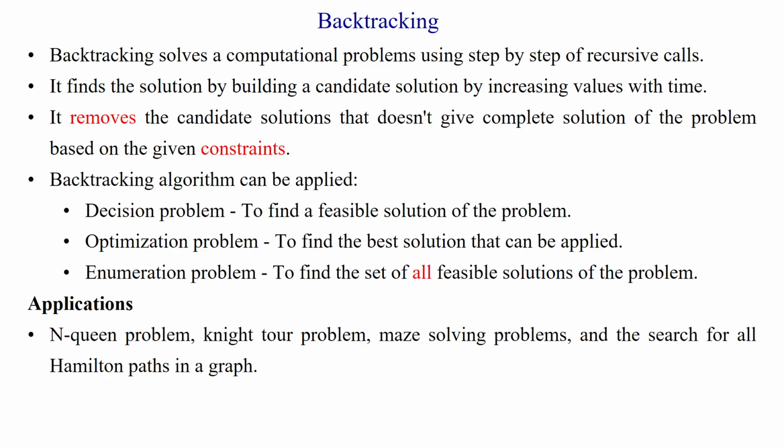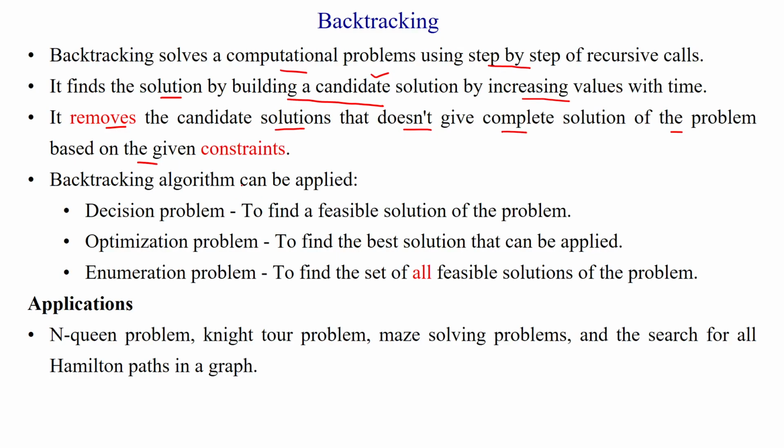Here, backtracking is solving computational problems using recursive calls, step by step. It finds a solution by building candidate solutions, increasing the values with time. The candidate solution, in the sense of a partial solution, is found at each step using the backtracking method. It removes the partial solutions that do not lead to a complete solution for the given problem statement based on the given constraints.